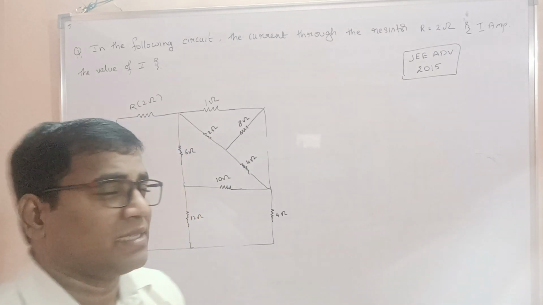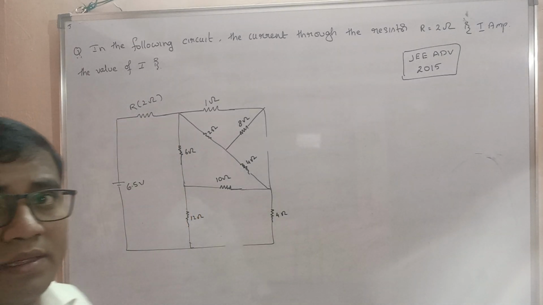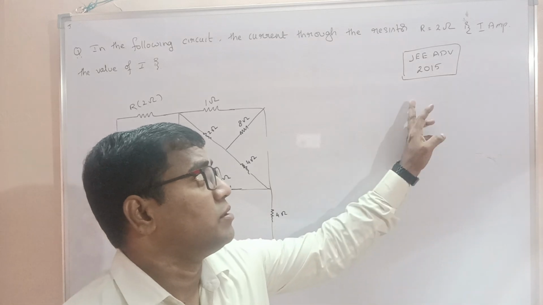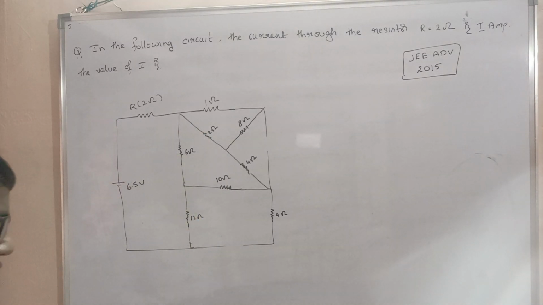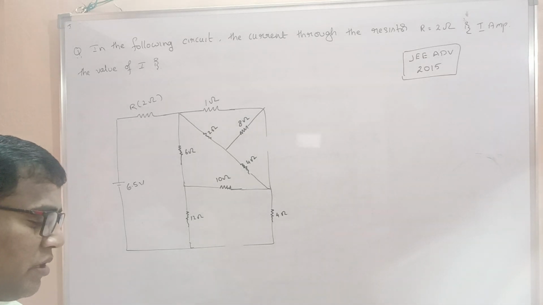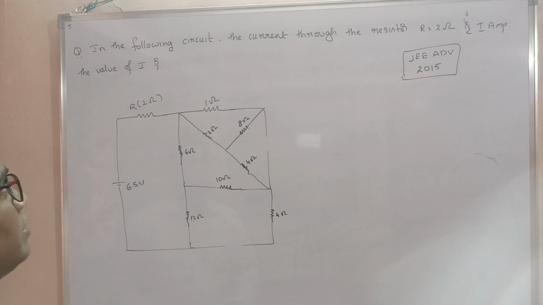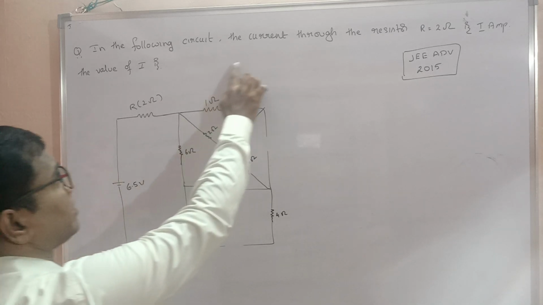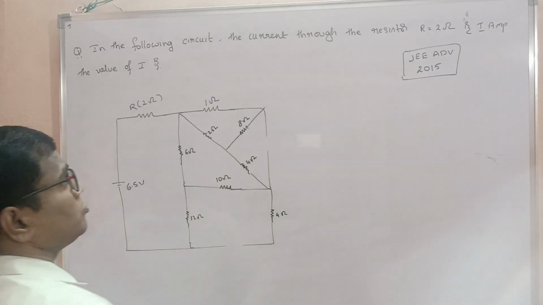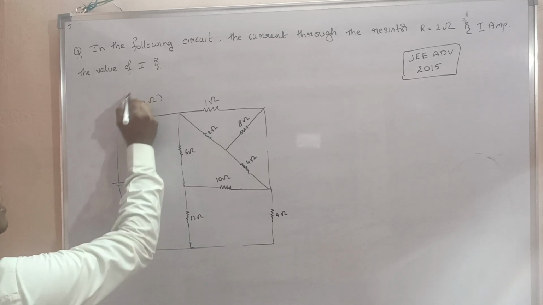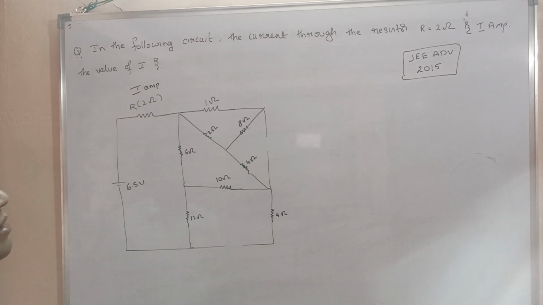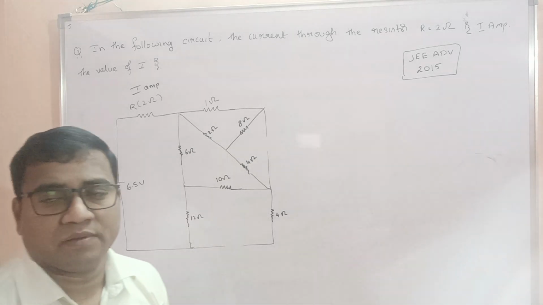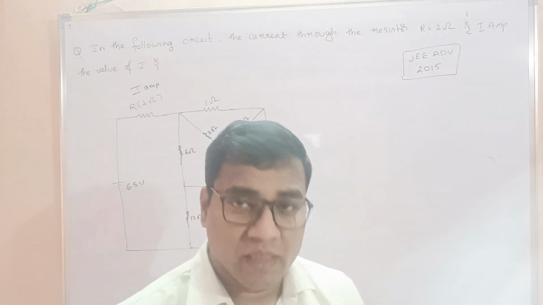Dear students, let's see this question which is given in 2015. The question says that in the following circuit the current through the resistor R equal to 2 ohm is I ampere. That means in this circuit the current through the 2 ohm resistor is given as I ampere, and he is asking the value of I.